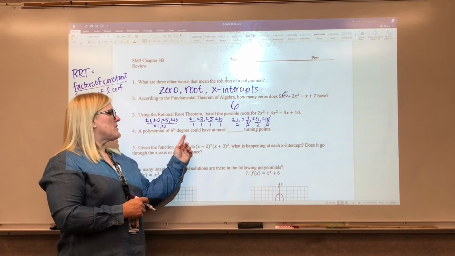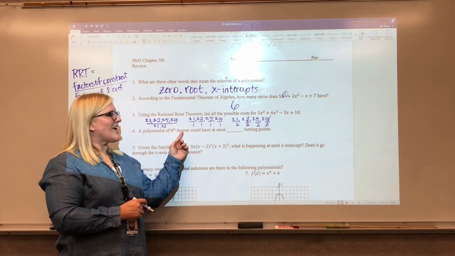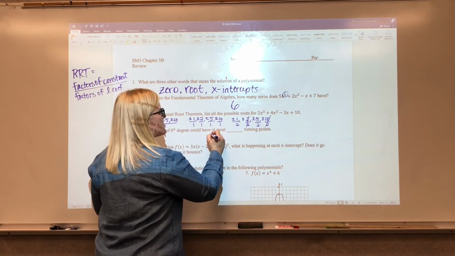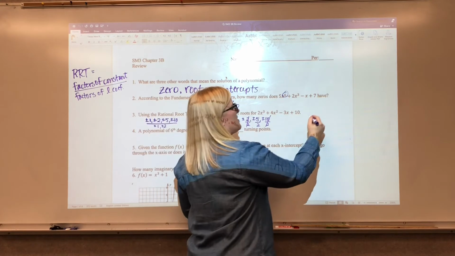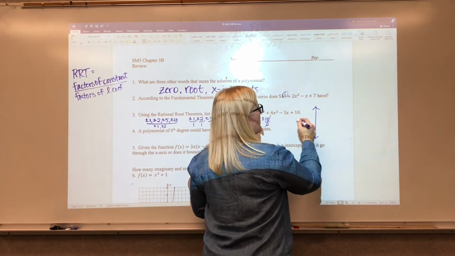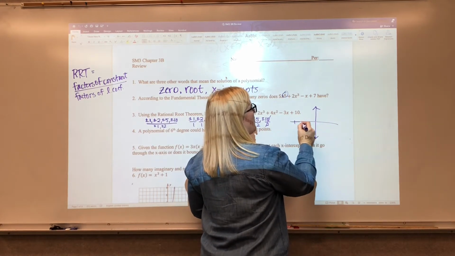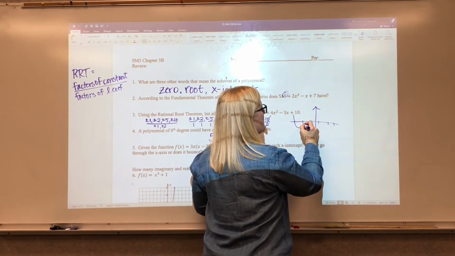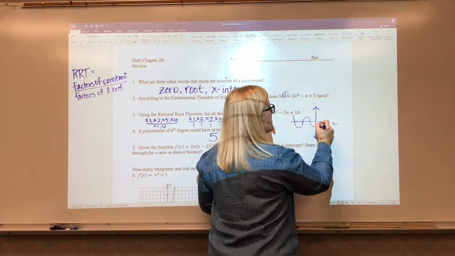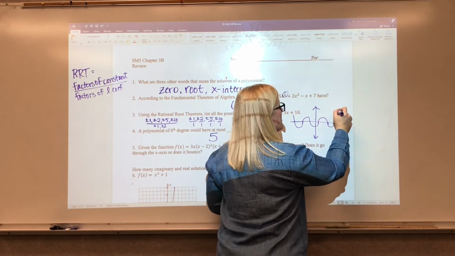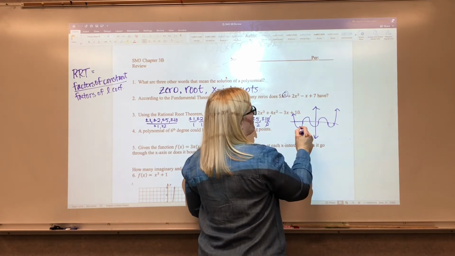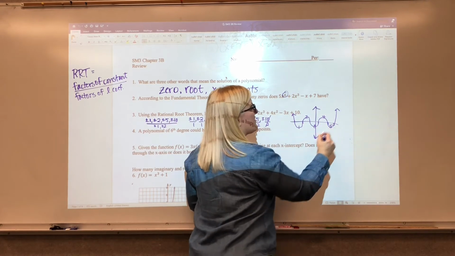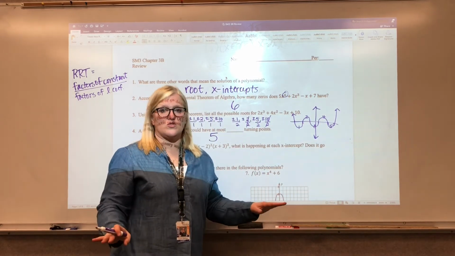Okay, a polynomial of sixth degree could have at most 5 turning points. Okay, so if I had, say, a polynomial and it had 6 real roots, say 1, 2, 3, 4, 5, 6, and it literally went like this. Okay, then I have 1, 2, 3, 4, 5 turning points at the very most.